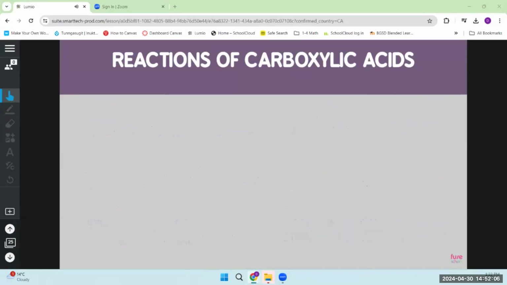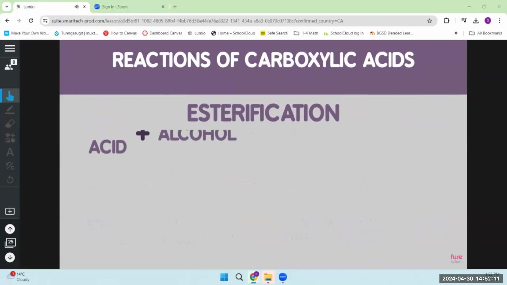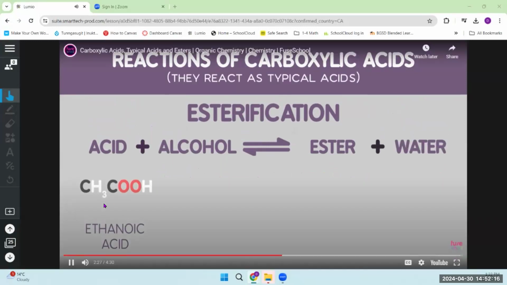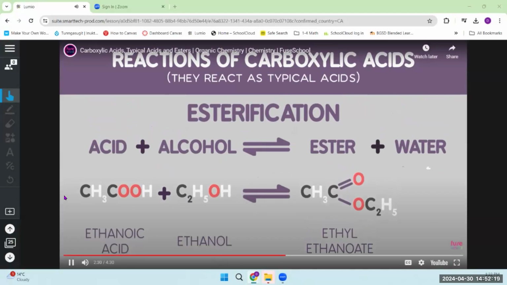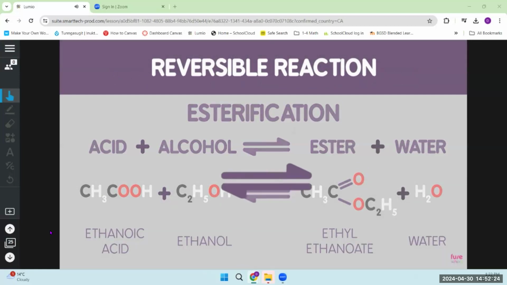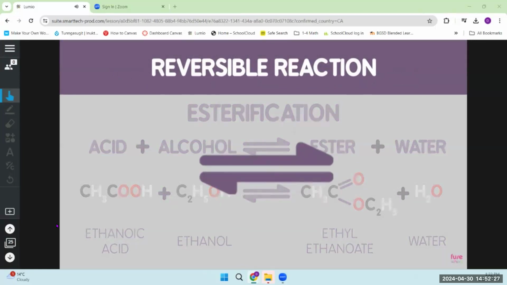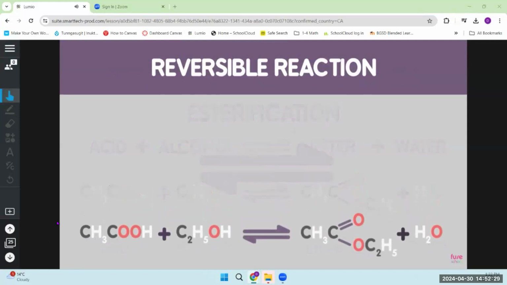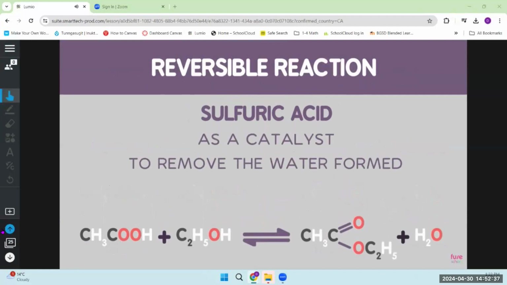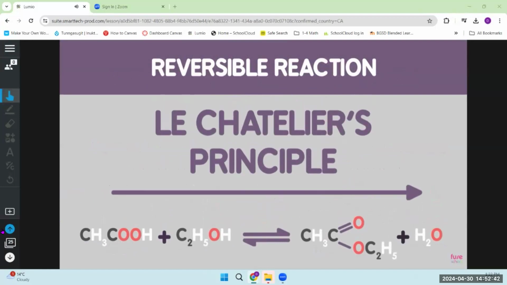Carboxylic acids also give another important reaction called esterification. Here they react with alcohols to give an ester plus water. An example is ethanoic acid and ethanol to ethyl ethanoate and water. This is a reversible reaction, which can be seen from the directions of the 2 arrows shown. In this reaction, a few drops of concentrated sulfuric acid are added. This sulfuric acid acts as both a catalyst and to remove the water formed, thereby displacing the equilibrium to the right, following Le Chatelier's principle.